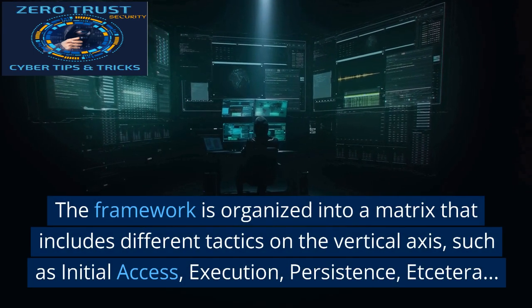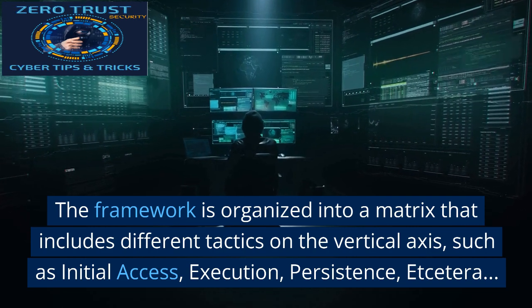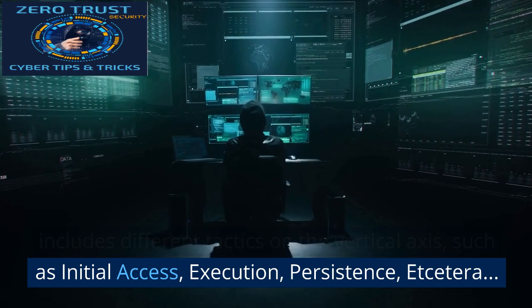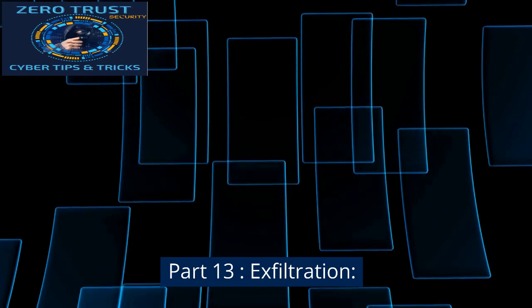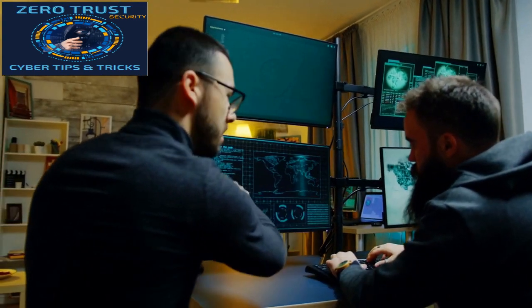The framework is organized into a matrix that includes different tactics on the vertical axis, such as initial access, execution, persistence, etc. Part 13. Exfiltration. The adversary is trying to steal data.